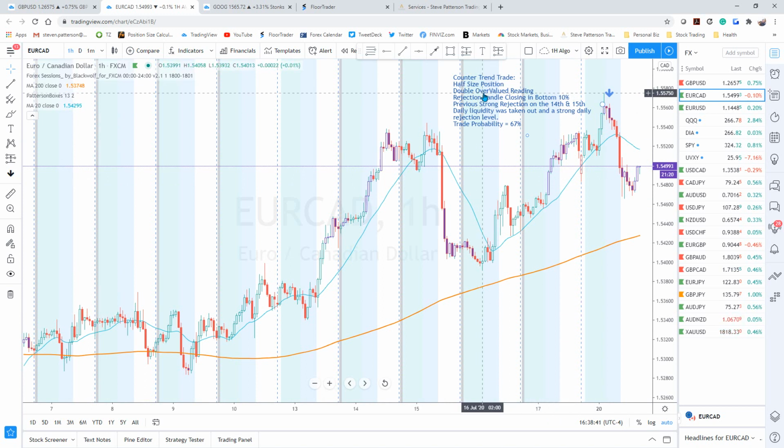So here we have a counter trend position. So again, we're going half position size here. We have a double overvalue reading. So in this case, there's my first overvalue and there's my second overvalue reading.